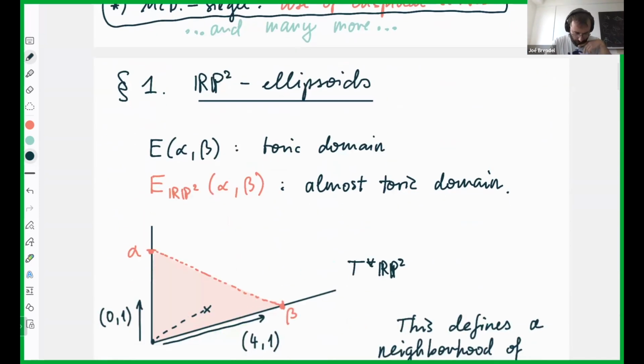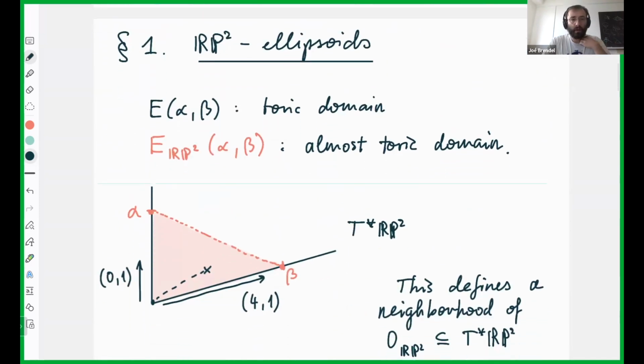So, okay, if there are no questions so far, I would move on to this first example of new types of domains we can look at. And I would like to call them RP2 ellipsoids. So the usual ellipsoids live in R4, and they are toric domains in there, as we have seen. And these RP2 ellipsoids live in the cotangent bundle of RP2.